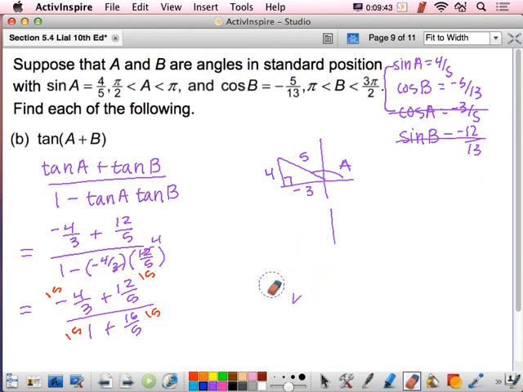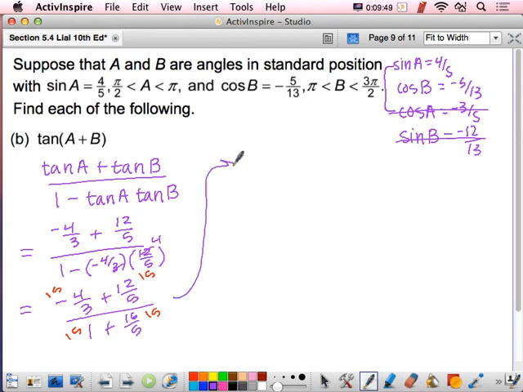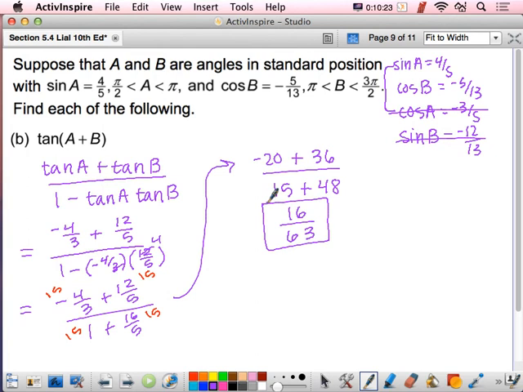Let's erase this. What does that bring me up to? Let's see. The 3 and the 15 simplify to 5, and -4 times 5 is -20, plus the 5 and the 15 simplify to 3, and 3 times 12 is 36, all over 15 plus 48. Does that make sense? So that gives us positive 16 over 63. Did you guys get that? Yes? Okay, great. That's the tangent of A plus B.